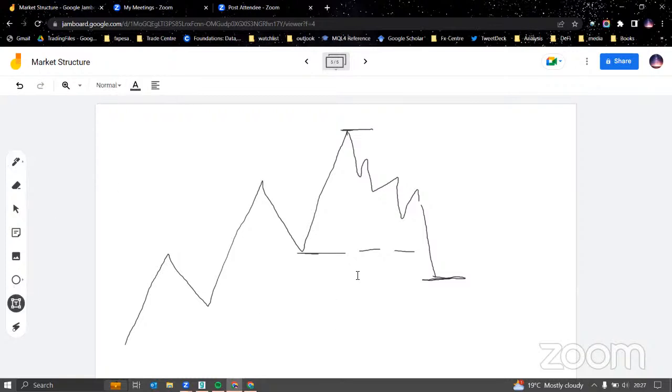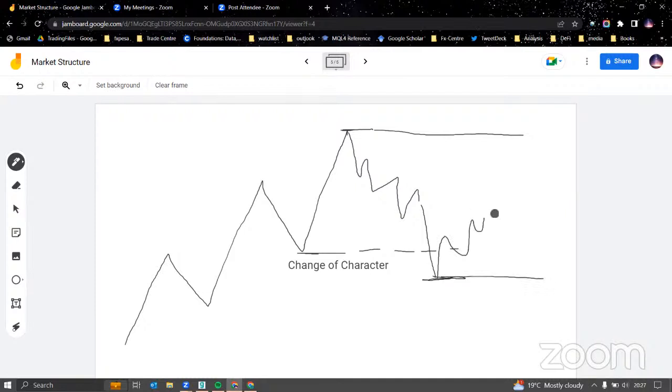So in this case now, I can call this here a change of character because we have broken this point over here. So anything that comes in between this point and this point, if the market does that, we are still in a recent higher high and a new lower low. So now it's important to just get this straight.